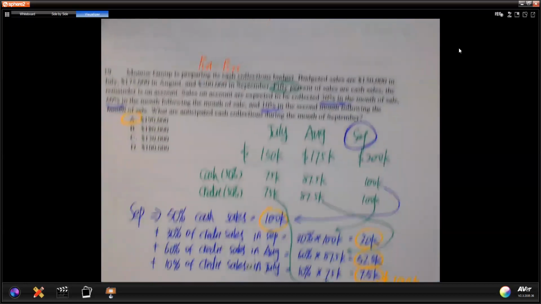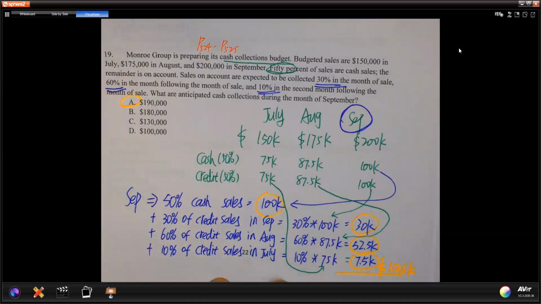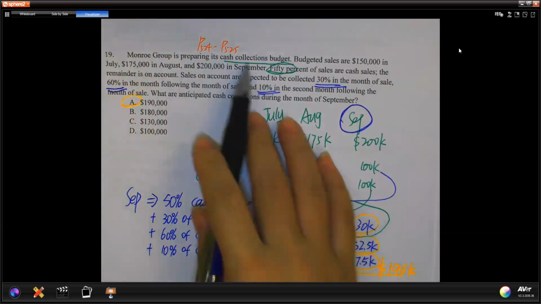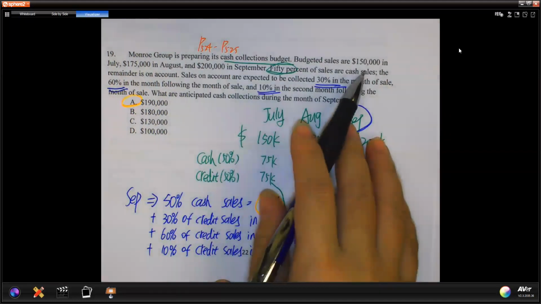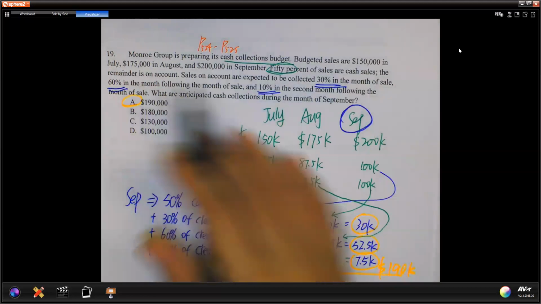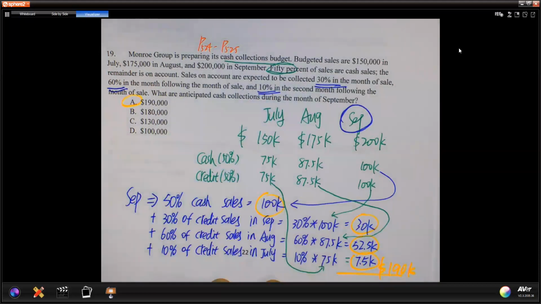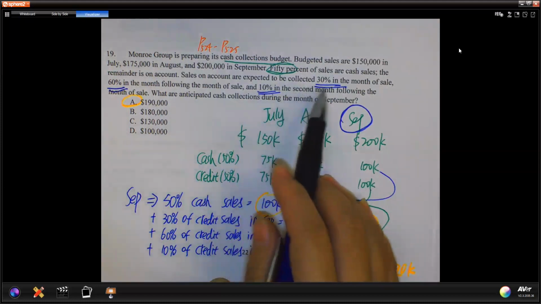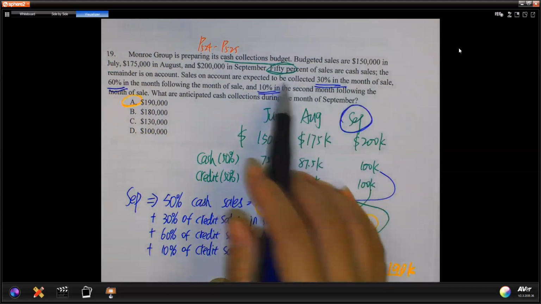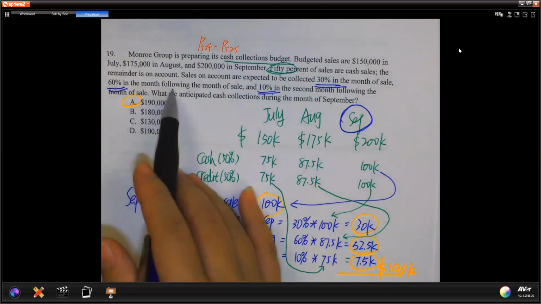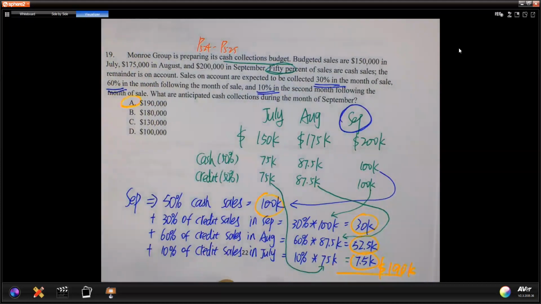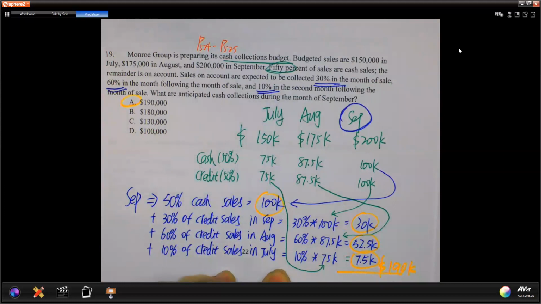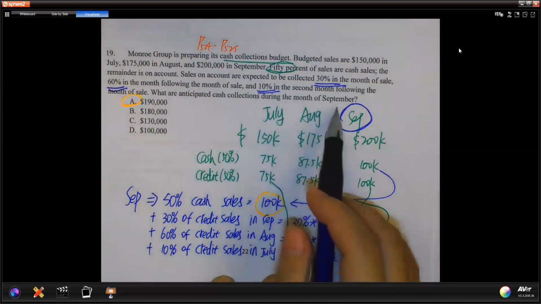And then question 19, talking about collection, right? So you have a cash collection budget. The budgeted sales are this, and then 50% are cash, so you will get the cash for sure. And then 30% of your credit sales are collected in the month of sales, 60% of the credit sales will be collected next month, and 10% will be collected 2 months later. What's the anticipated cash collection for September?